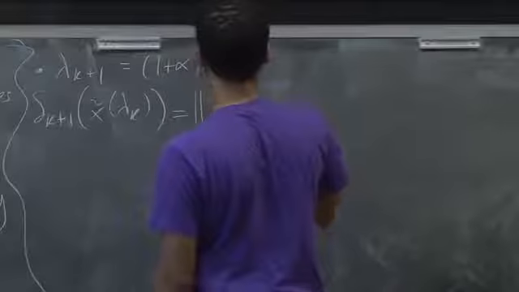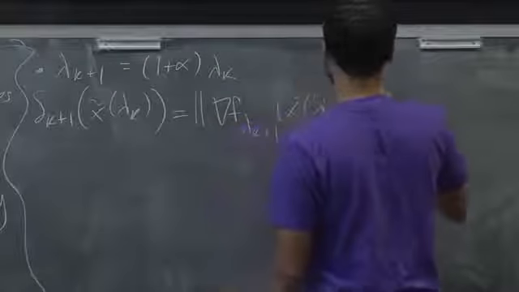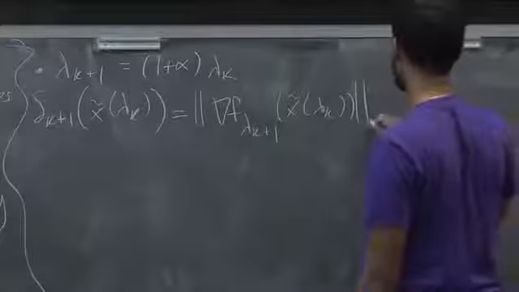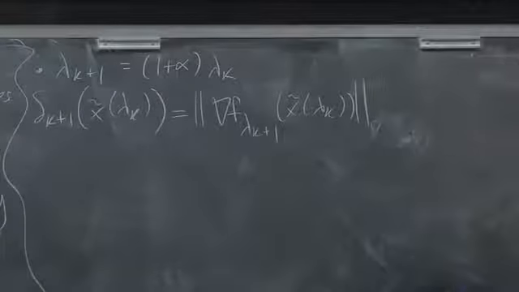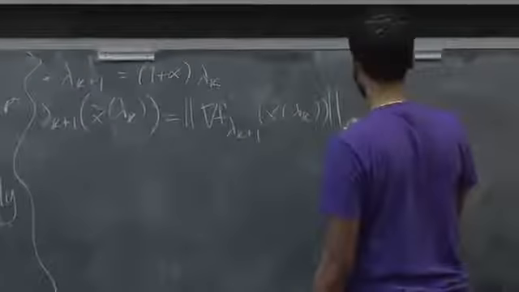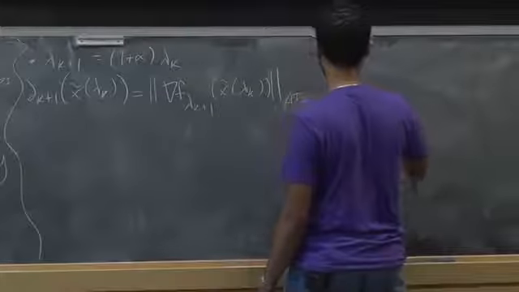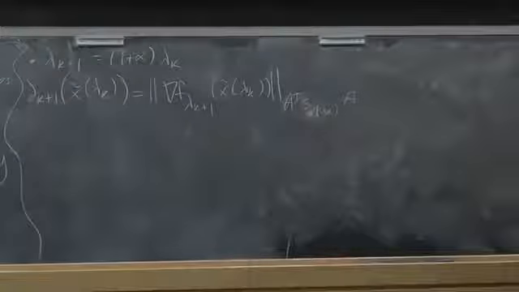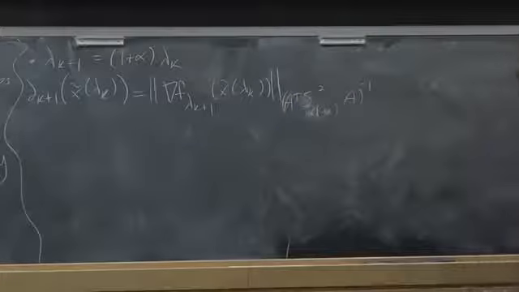That's equal to the gradient of f at lambda k plus 1 at the point, in the norm of the Hessian inverse. Well, the Hessian doesn't depend on lambda at all, right? The Hessian is just A transpose S_x^{-2} A. Okay, that's the definition of centrality.